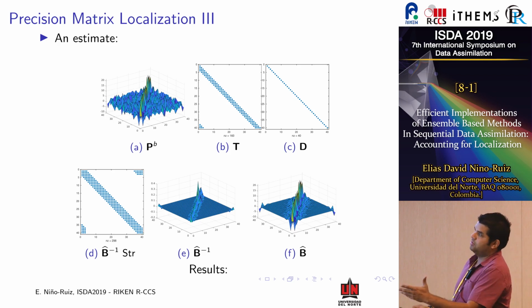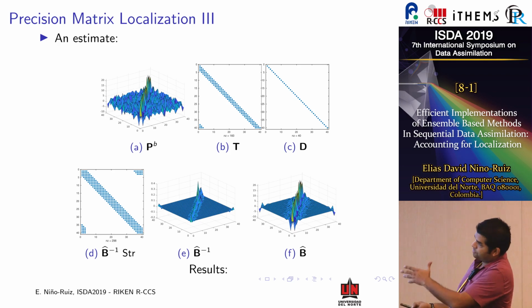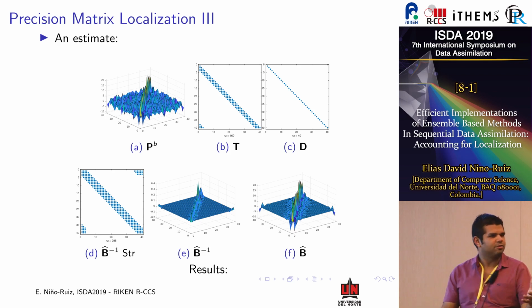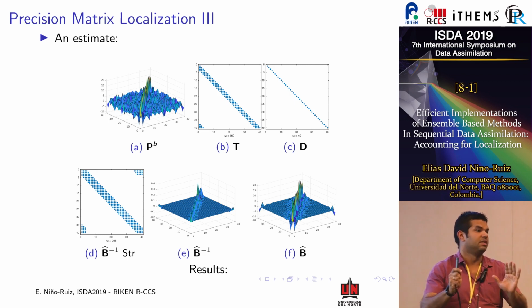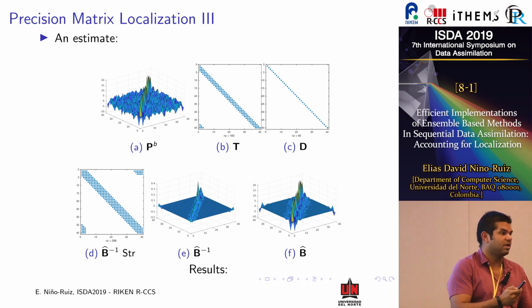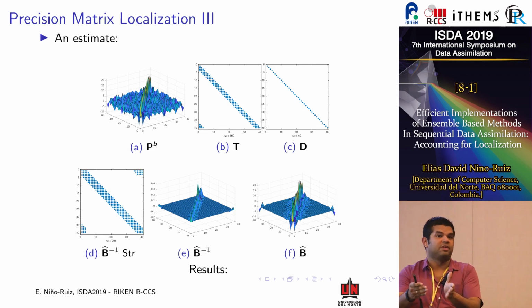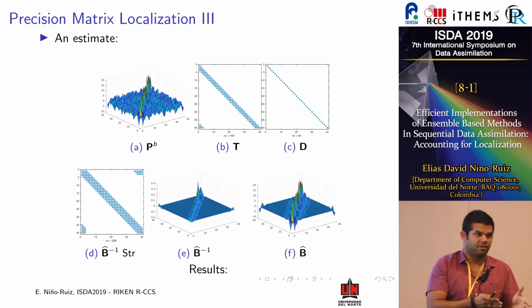This is the resulting V inverse. And this is the resulting estimator V. And you can see it looks like a localized covariance matrix. But I never localize the covariance matrix directly. What I do is that I impose a band structure in the inverse covariance matrix, okay?